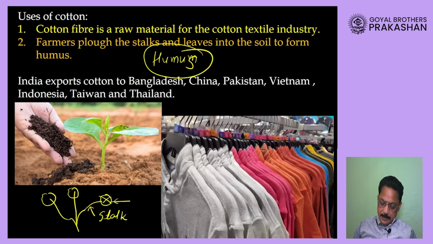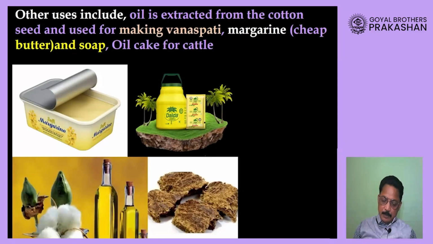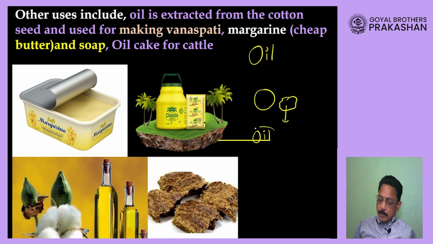Then the next important thing about cotton, once you obtain the oil from the cotton, please understand this very important thing. Suppose this is a seed. When we crush the seed, the oil will come out. So this oil will be utilized as a lubricant. The oil will also be utilized to make margarine. See this margarine, first thing. This margarine is a cheap butter.